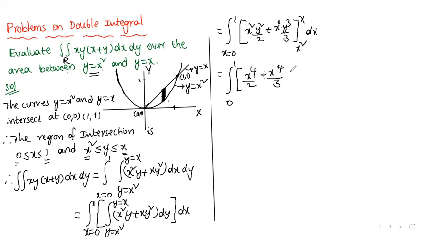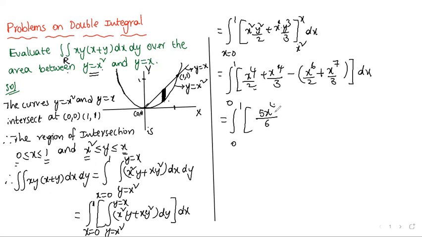The upper limit is done. Minus the lower limit: x square into x square squared by 2, that is x power 6 by 2, plus x into x power 6 by 3, that is x power 7 by 3, upper limit minus lower limit, into dx. That is equal to integral 0 to 1, and taking the LCM 6, we get 3x power 4 plus 2x power 4, that is 5 into x power 4, minus x power 6 by 2 minus x power 7 by 3, dx.